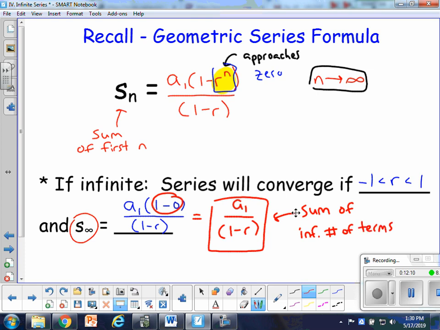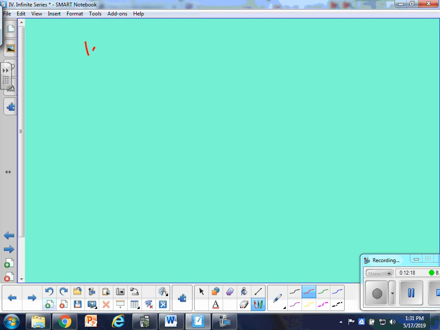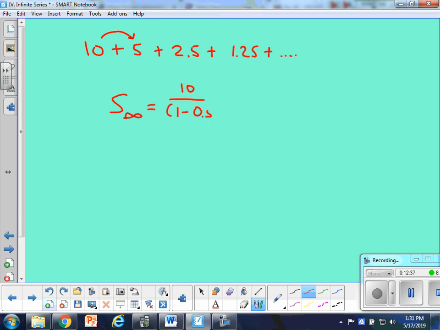Okay, so let's do an example. Let's verify the previous example of 10 plus 5, the one where we're walking to the wall, just to verify that it works. If this went on forever, the infinite sum is just a1 over 1 minus r. In this case, the r value to get from one term to the next was multiplying by 0.5. So the sum of the infinite number of terms is 10 over 1 minus 0.5, which is 0.5, and 10 divided by a half, that's how we get the total of 20.